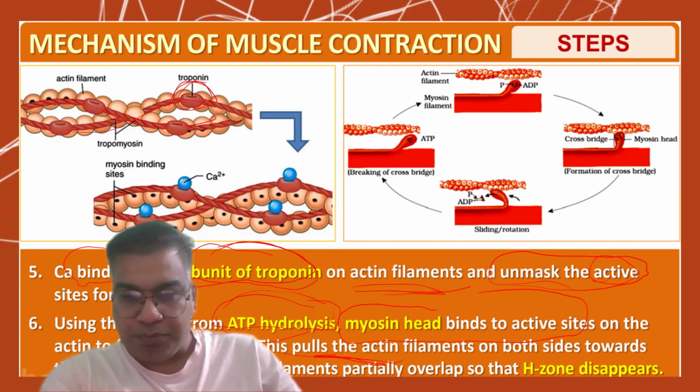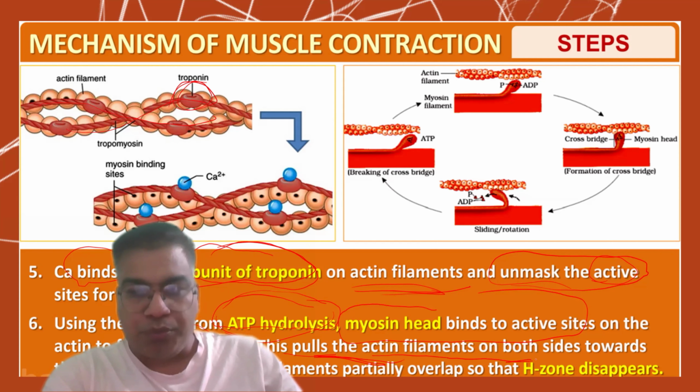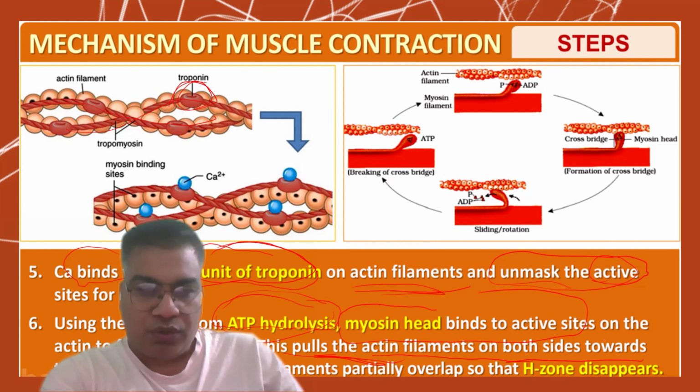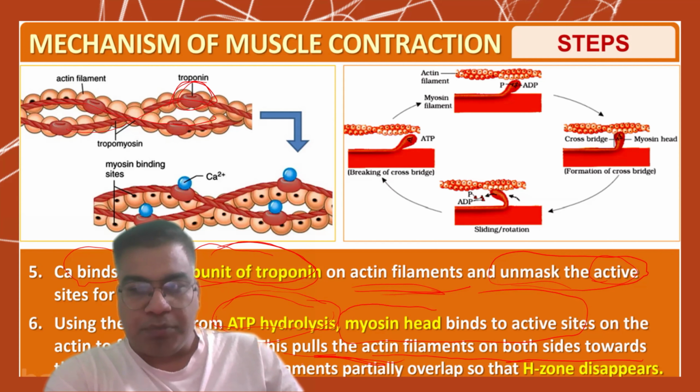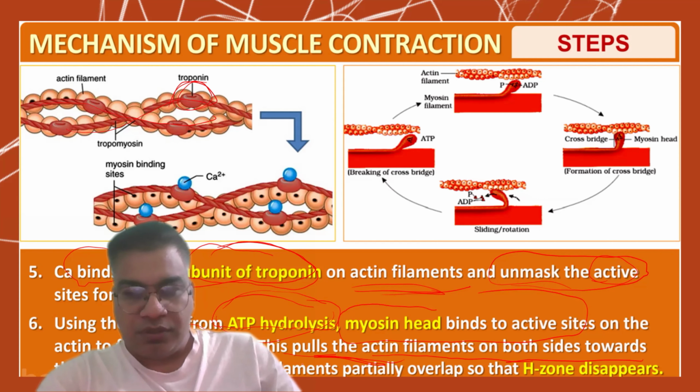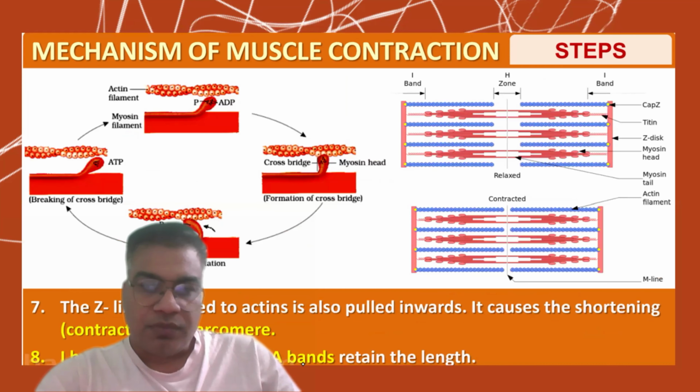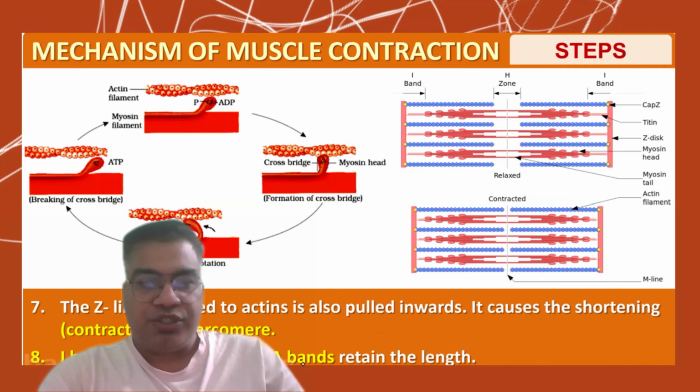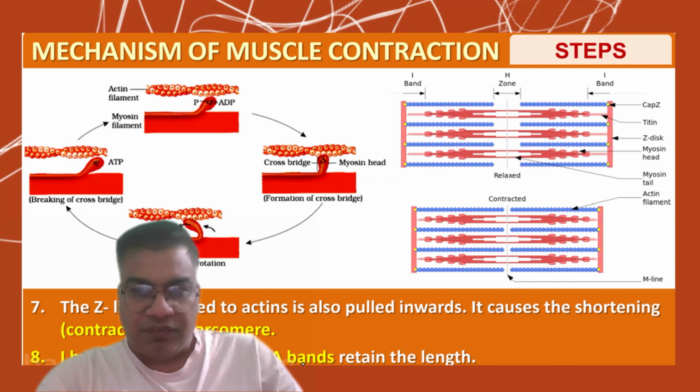Basically, there is a pull of the actin filaments on both sides of the A band, and the actin filaments partially overlap, and finally the H zone disappears. The Z lines attached to actins are pulled inward.